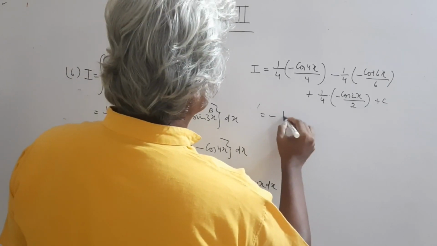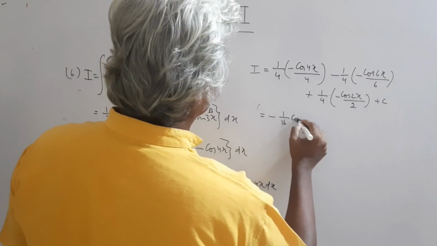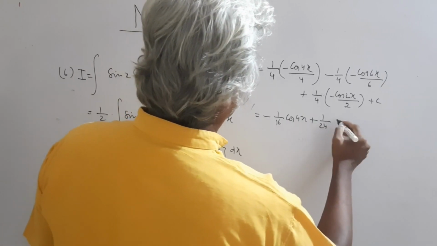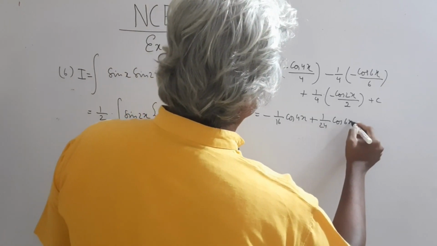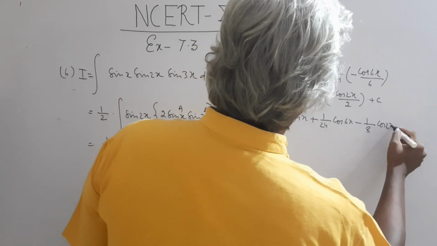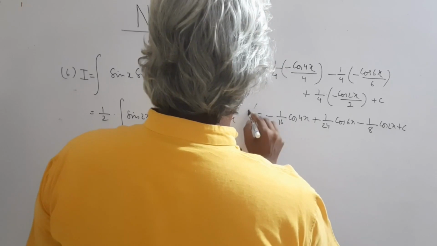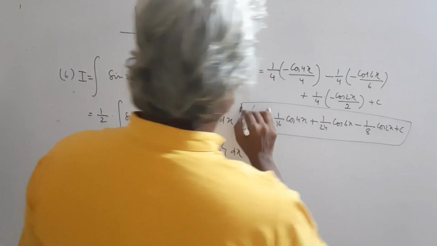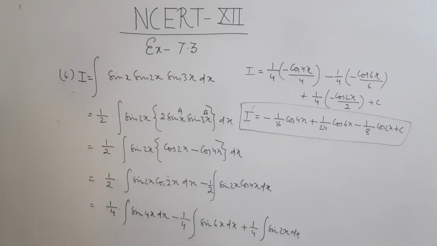So this goes as minus 1 over 16 cos 4x plus 1 over 24 cos 6x minus 1 over 8 cos 2x plus c. Let me put this all in a box so that you can find that this is your final answer. Now I'll go for question number 7.